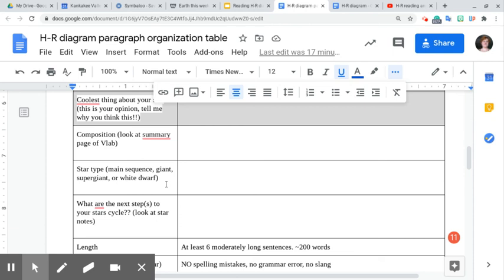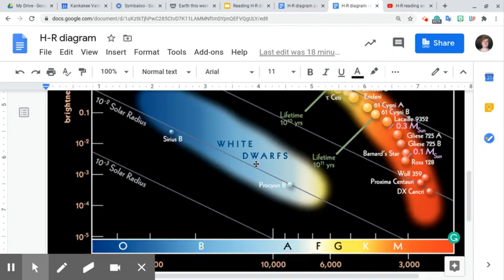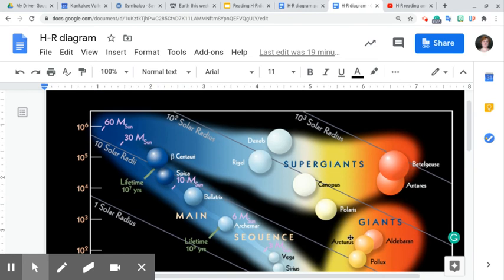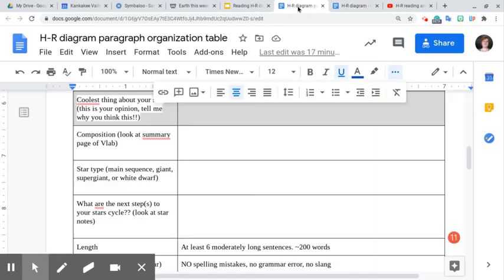Star type. What is it? Look at the diagram. Is it a white dwarf? Is it a main sequence? Is it a supergiant? Is it a giant? It's right there written on the diagram.